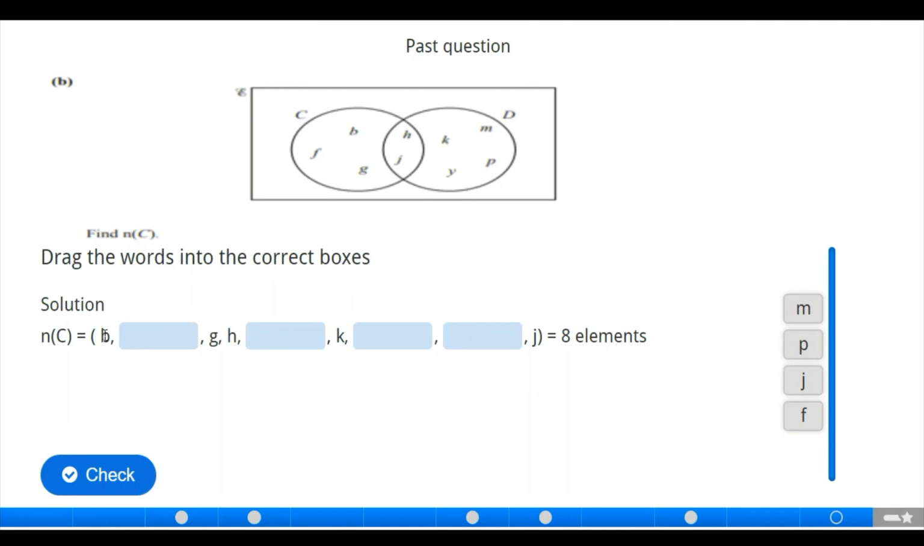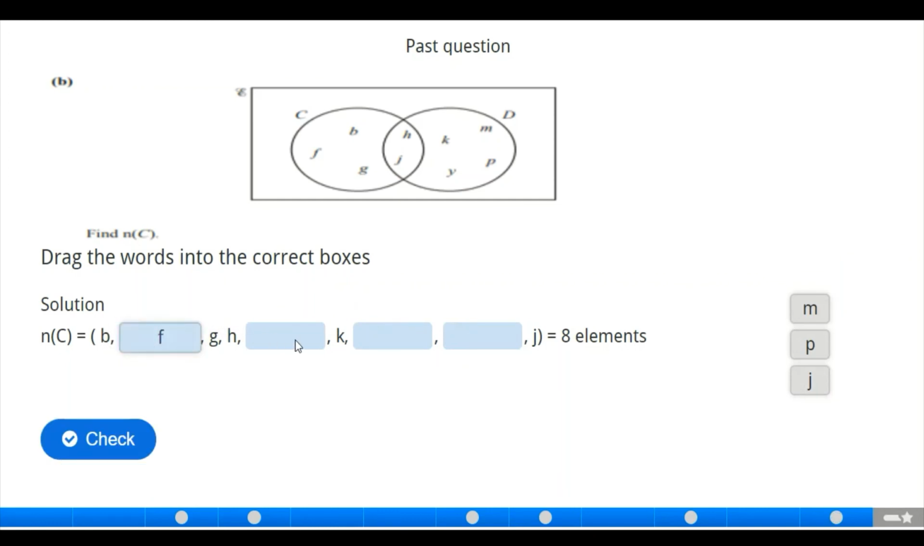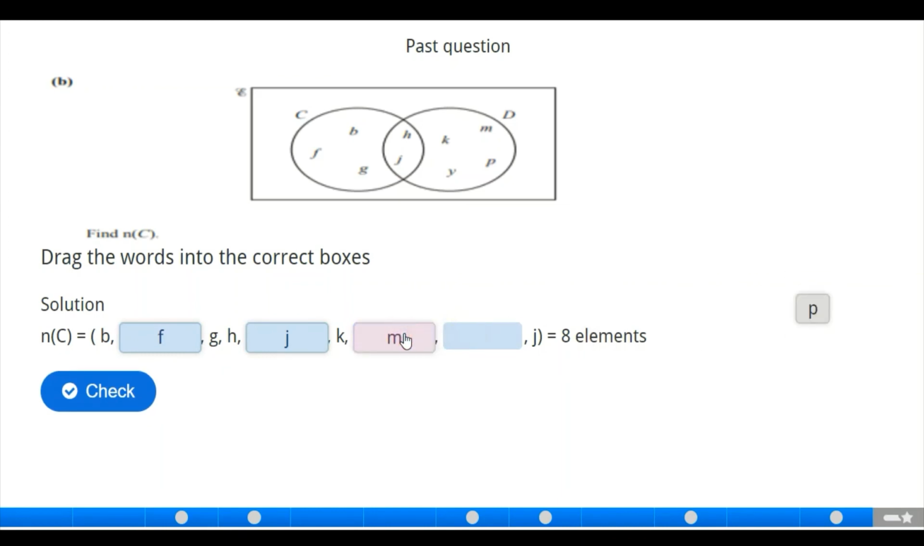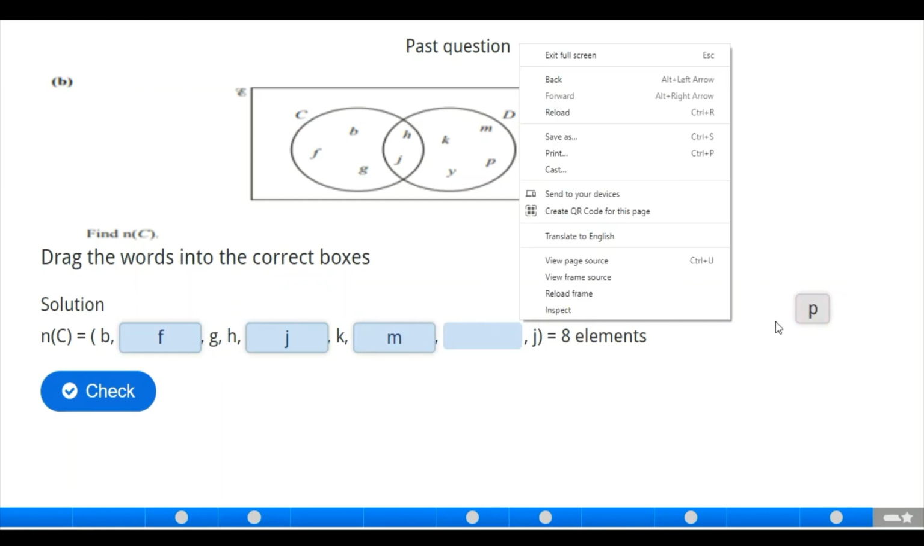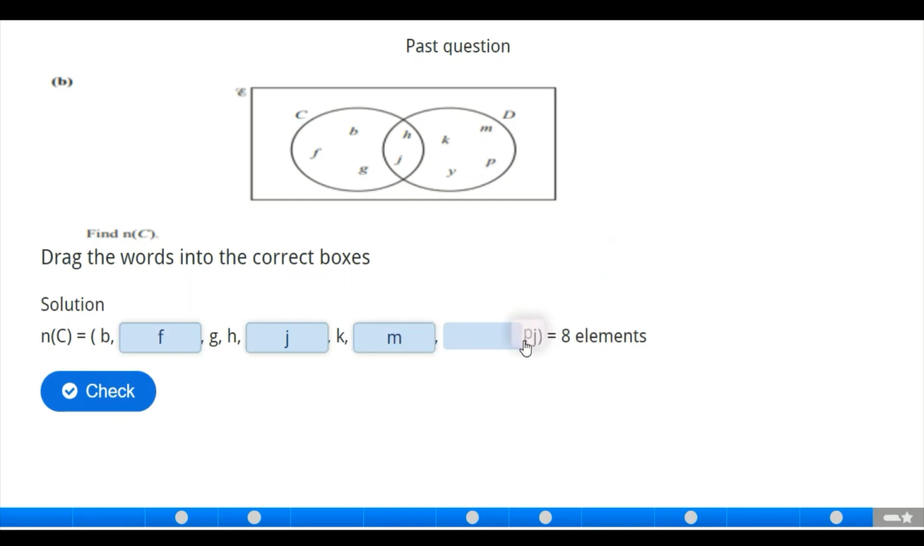So from there we have B. After B, what else can we have in these elements? We are bringing the two together. After B, we have D. After B, we have F. After F, we have G. After G, we have H. After H, we have J, right? After J, we have K. Then after K, we have M. Then after M, we have P. After P, we have Y. That's what we are supposed to have after P. So by the time you count all the elements, it makes 8 elements together in this universal set.